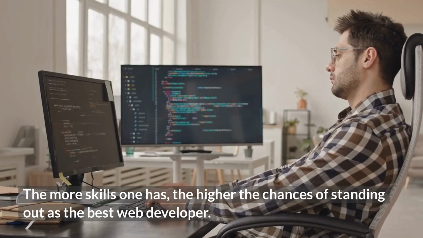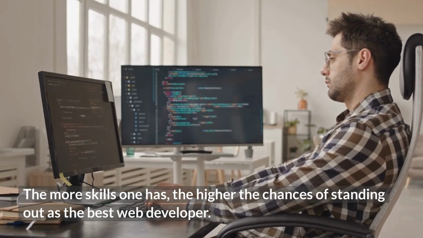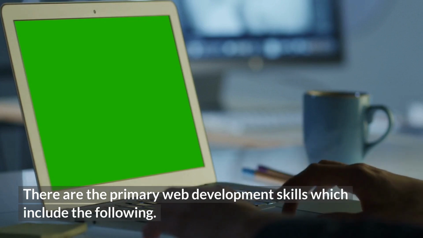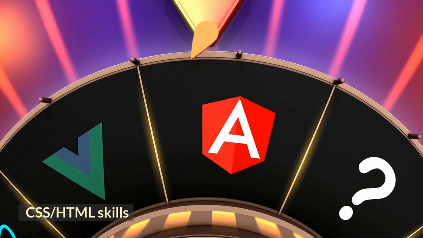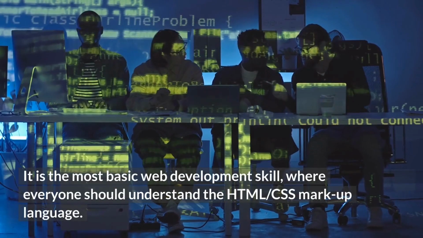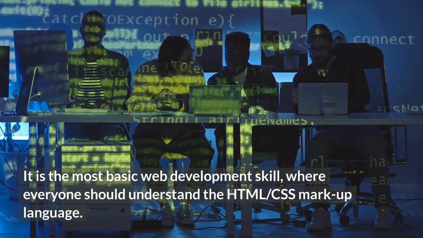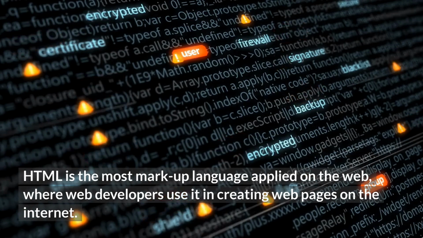Skills required when starting a web development business. Some web development skills are essential for anyone willing to start a web development business. The web developer skills are the critical abilities required to be hired and perform a successful role as a web developer. The more skills one has, the higher the chances of standing out as the best web developer.